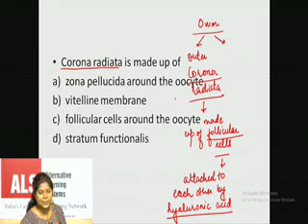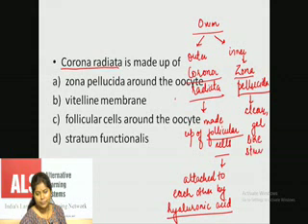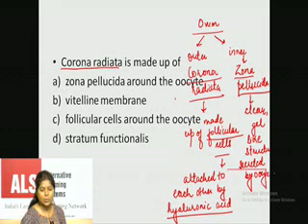Next layer is said to be the inner, is called as zona pellucida. This is a clear gel-like structure secreted by oocyte. So oocyte itself secretes this layer of zona pellucida, which is non-cellular.